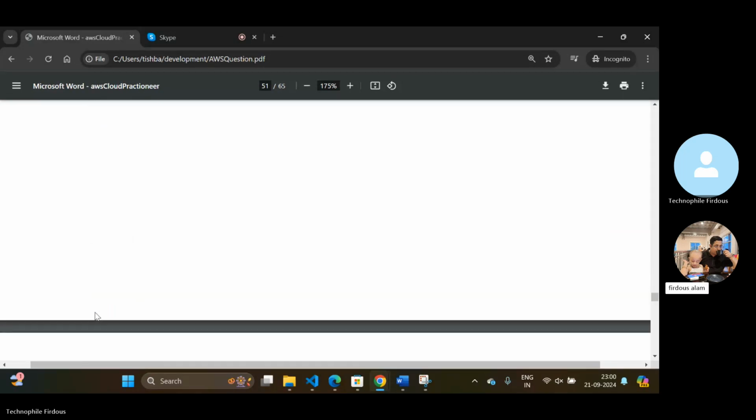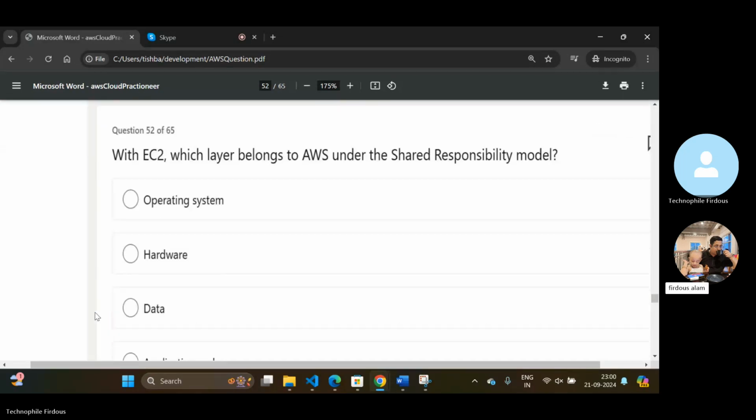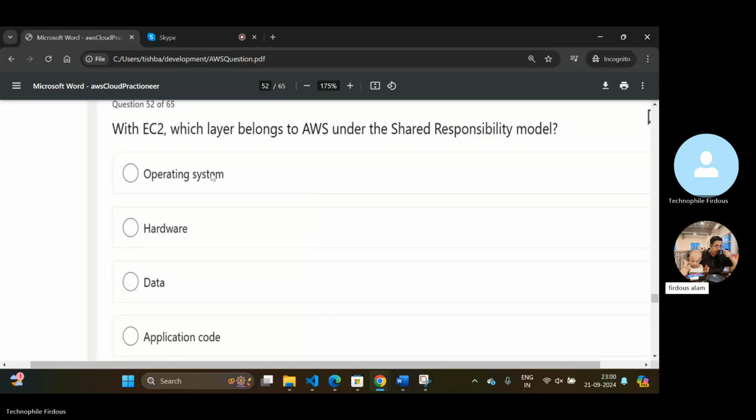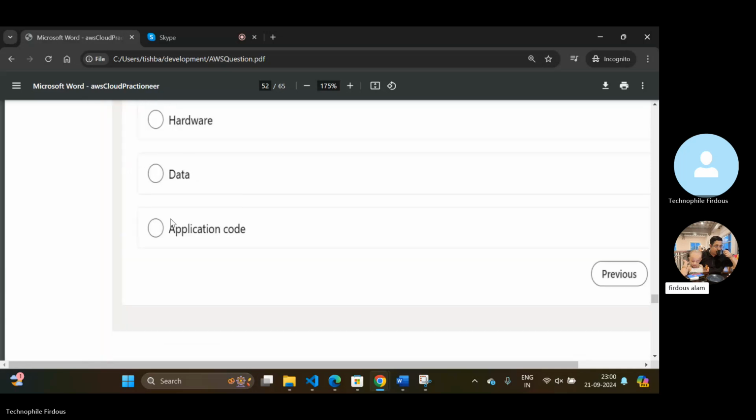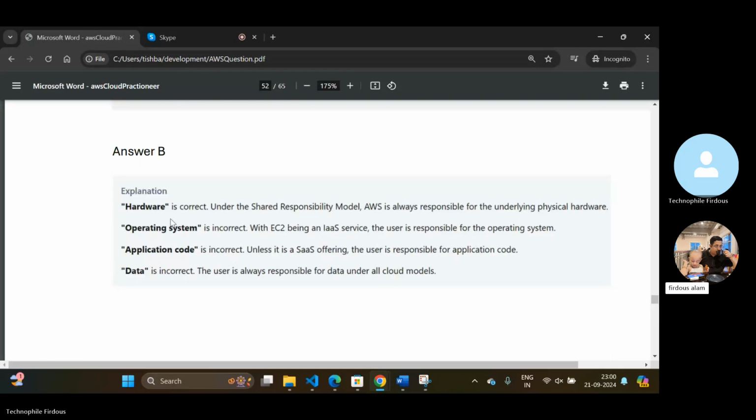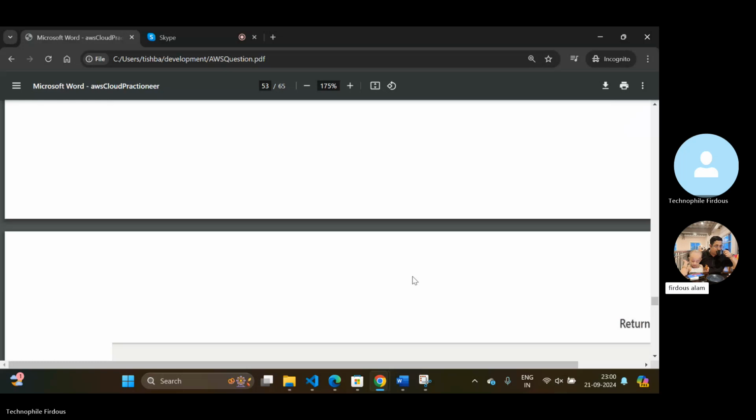Now if you see this question and option, with EC2, which layer belongs to AWS under the shared responsibility model? Which layer of EC2 can we share? I think we can share the hardware, right? CPU, memory, and all those things are hardware. So we can share this. So hardware should lie on the shared responsibility model. Let's see whether B is the correct answer or not. Yeah, B is the correct answer. Why? You can see the options. Let's move to the next question.